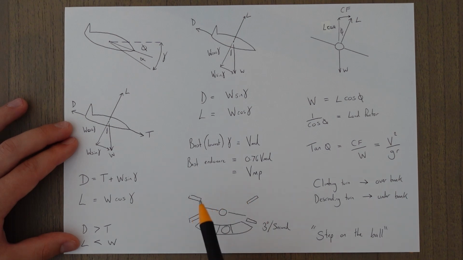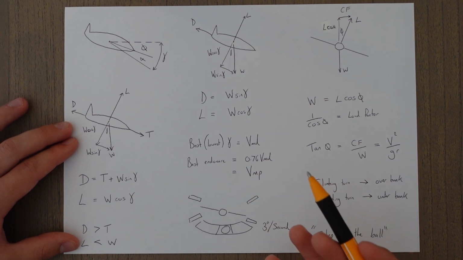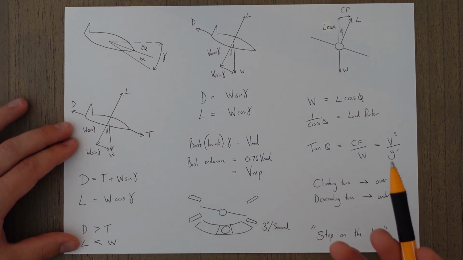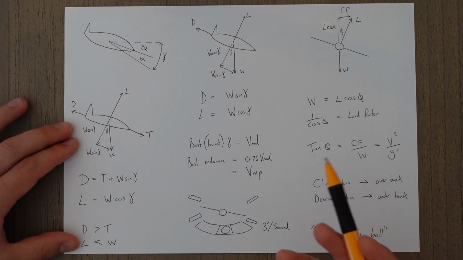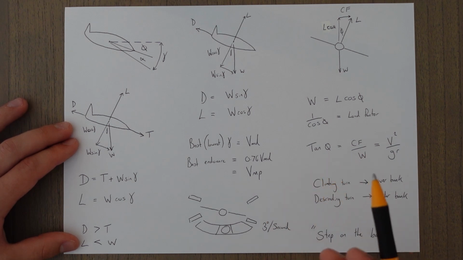And the other element of the turn coordinator is this little aircraft symbol with the tick marks, and those tick marks will indicate rate 1 turn, which is 3 degrees per second. You also get a rate 2, which is 6 degrees per second, and a rate 3 turn, which is 9 degrees per second.